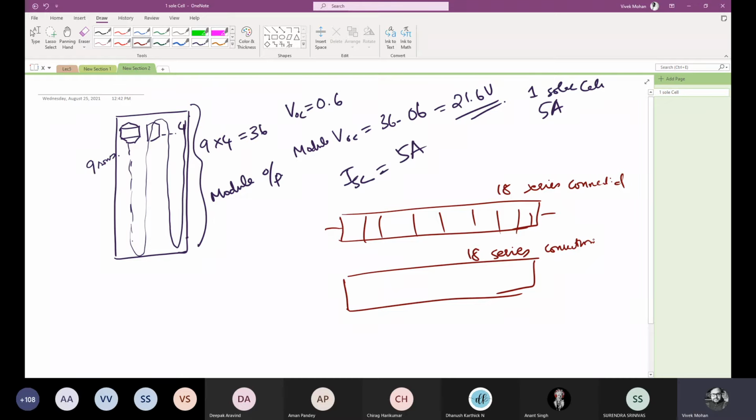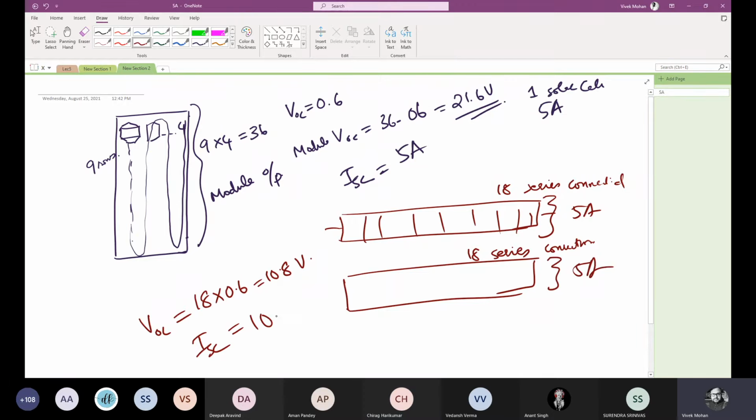What is the module voltage output? 10.8 volt. Yes, so 18 into 0.6 will give you the module voltage output, which is 10.8 volt. Then what is the module current output? For this 5 amps, then for this 5 amps, both are in parallel. So 10 amps, right?